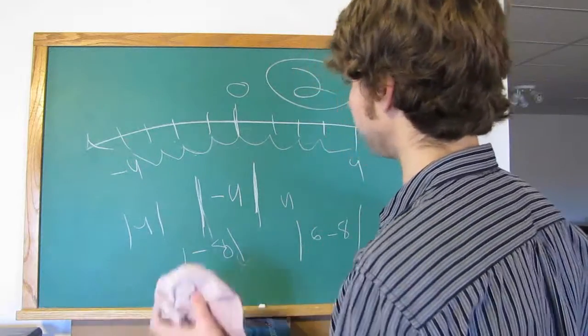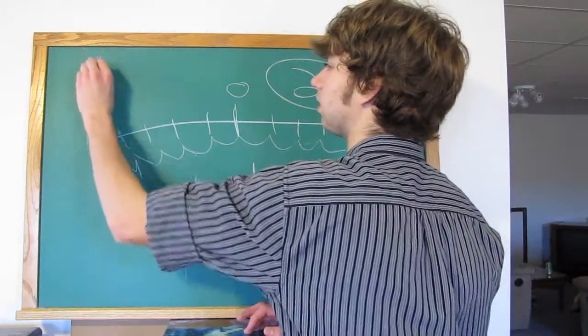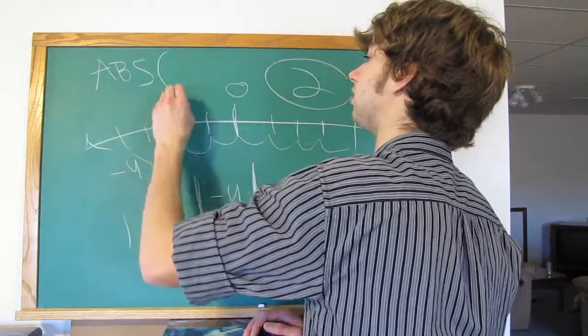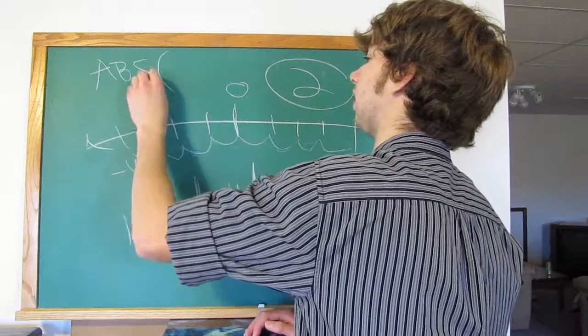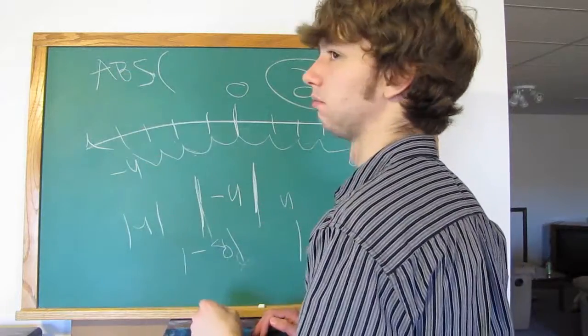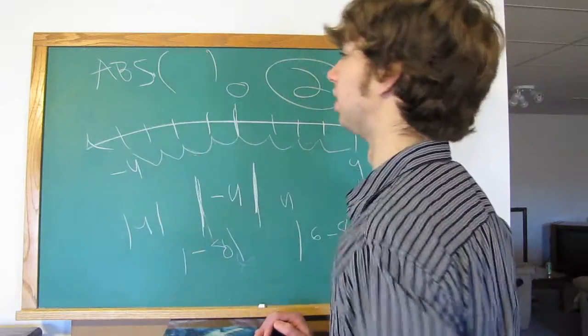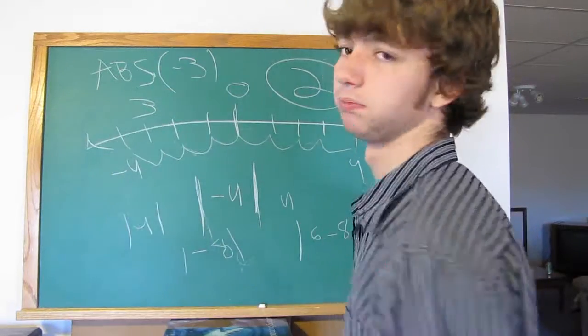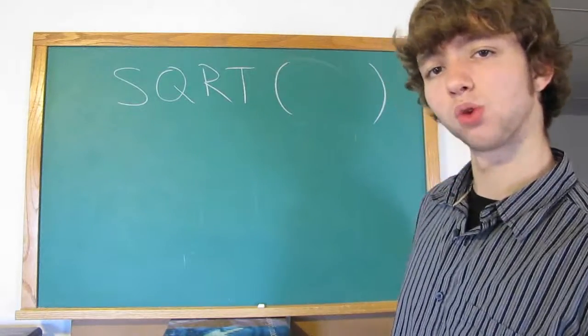The absolute value function, let me just write it up here. ABS. You put a number in there, so negative 3, and the result will be 3, just like that. Next one is square root.